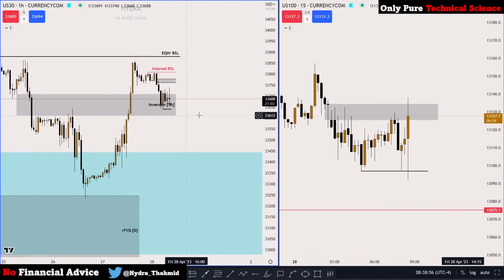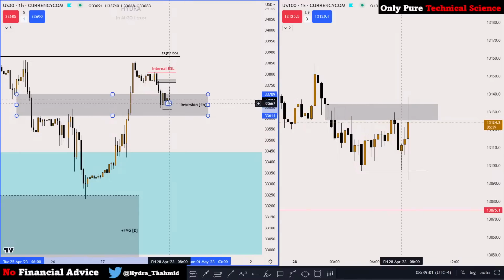I'm not bearish on US 30 because of this inversion. If price goes below this inversion, then I'm bearish. Until then, I'm not.